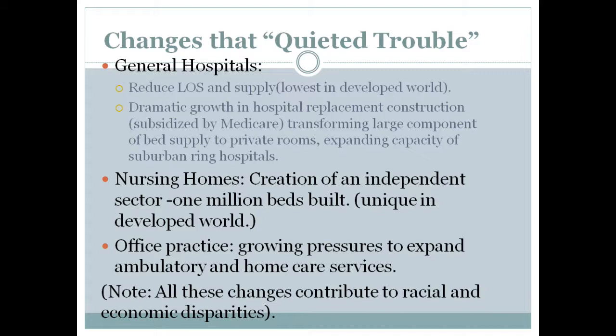We now have the lowest length of stay of any hospitals in the world, and the lowest number of beds per 1,000 population of any developed country in the world. And we've had dramatic growth in private accommodations in hospitals, which have added to the cost, and expanding capacity in the suburban ring. And we created a huge, completely separate nursing home sector, with over 1 million beds built in a decade, that is completely separate from the acute care sector.